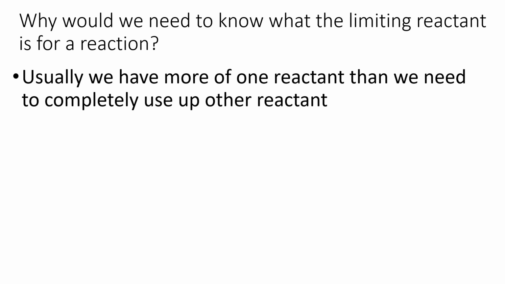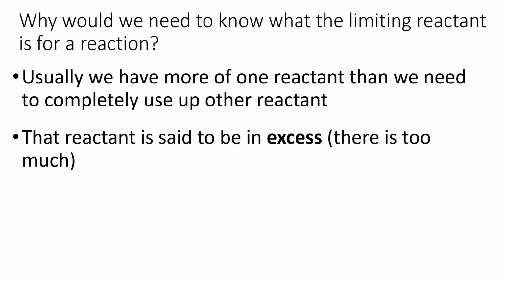So it does say here that usually we have more of one reactant than we need to completely use up the other reactant. So in that example, baking soda was our excess reactant, meaning there was too much of it. So we actually saw it was left over. On the other hand, in those same 2 flasks, we ended up using up all of the vinegar. And we know that we used up all the vinegar because we didn't see any more bubbles happening. So we know that that was all used.